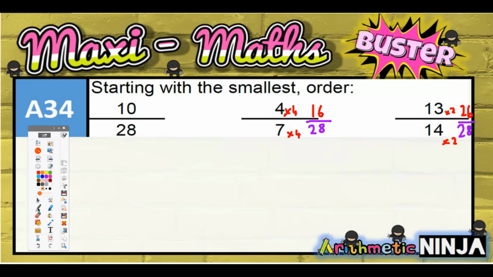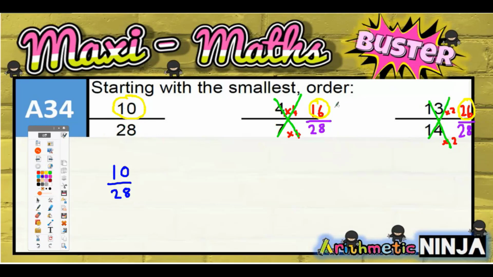Now, once you've made equivalent fractions, you don't actually need the original fractions any longer. So we'll cross those out. So what we're actually looking at is 10/28 versus 16/28 versus 26/28. When we're looking at our order, we're looking at 10 versus 16 versus 26. They're all out of 28 now. So the smallest is actually 10/28. That is the one that's the smallest.